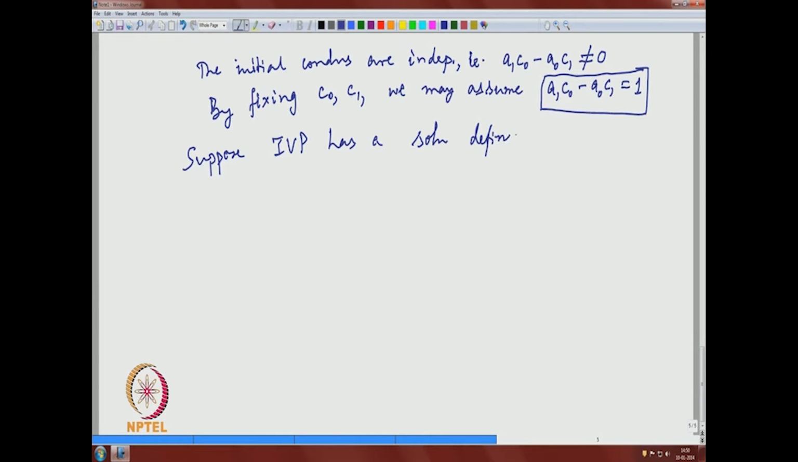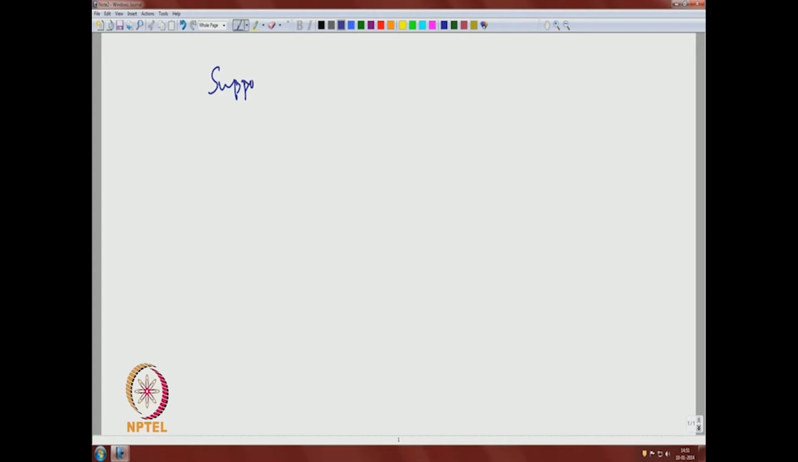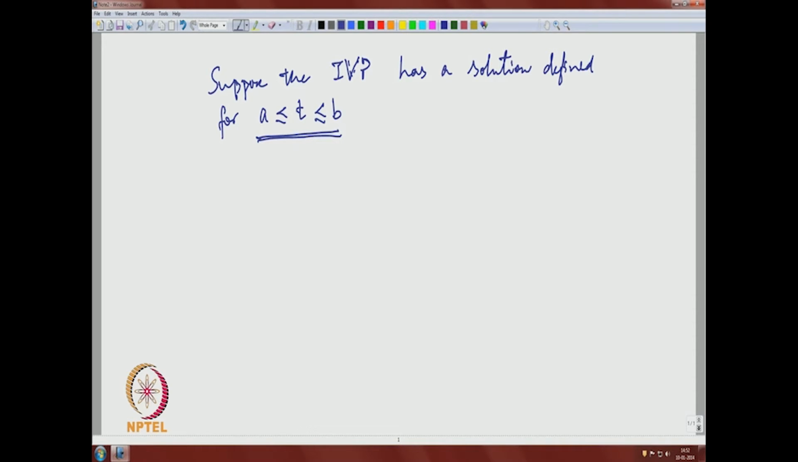defined for... suppose the IVP has a solution defined for A less than or equal to T less than or equal to B. So, you want the solution to exist all the way up to B and perhaps even beyond B, but at least we want up to B.